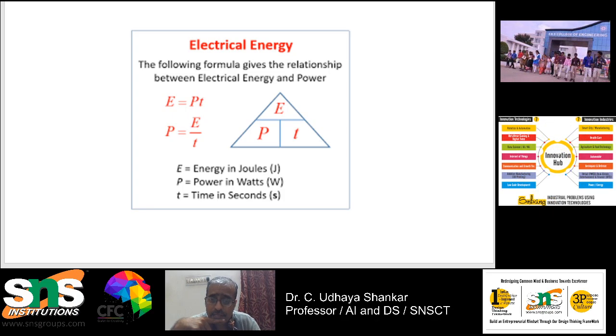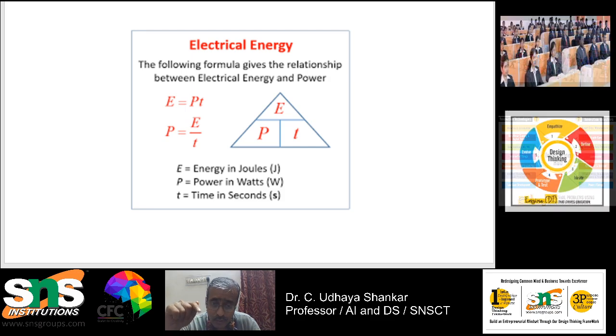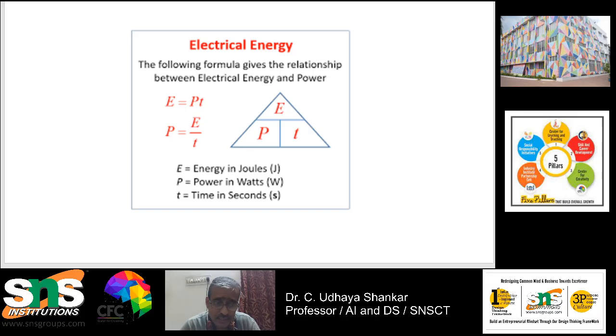So if I want to find energy, it is nothing but power into time. If I want to find power, it is nothing but E by T. So very simple to understand the problem. E is nothing but the energy in joules, P is the power in watts, and T is the time in seconds.